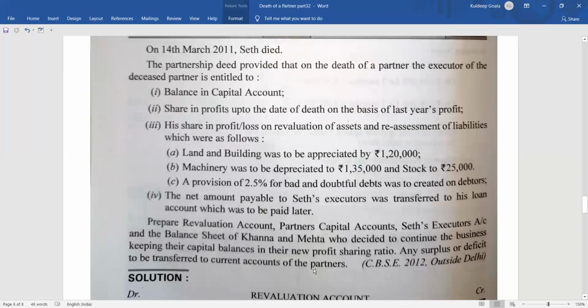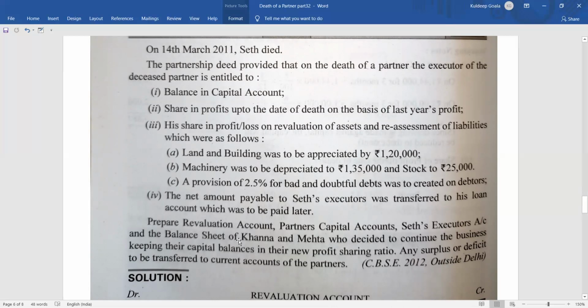Now prepare revaluation account, partners' capital account, Seth's executor account, and the balance sheet of Khanna and Mehta, who decided to continue the business, keeping their capital balance in their new profit sharing ratio. Any surplus or deficit to be transferred to the current account of the partners. So it is a complete question as well as the last question of this chapter. So try to understand nicely.